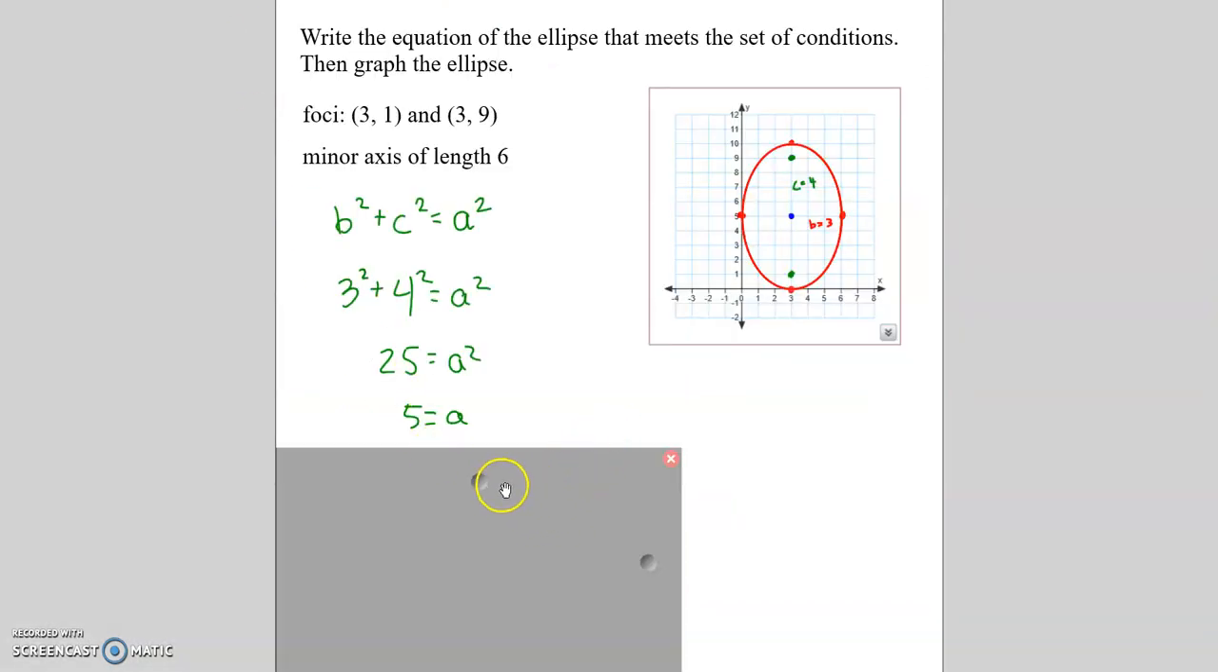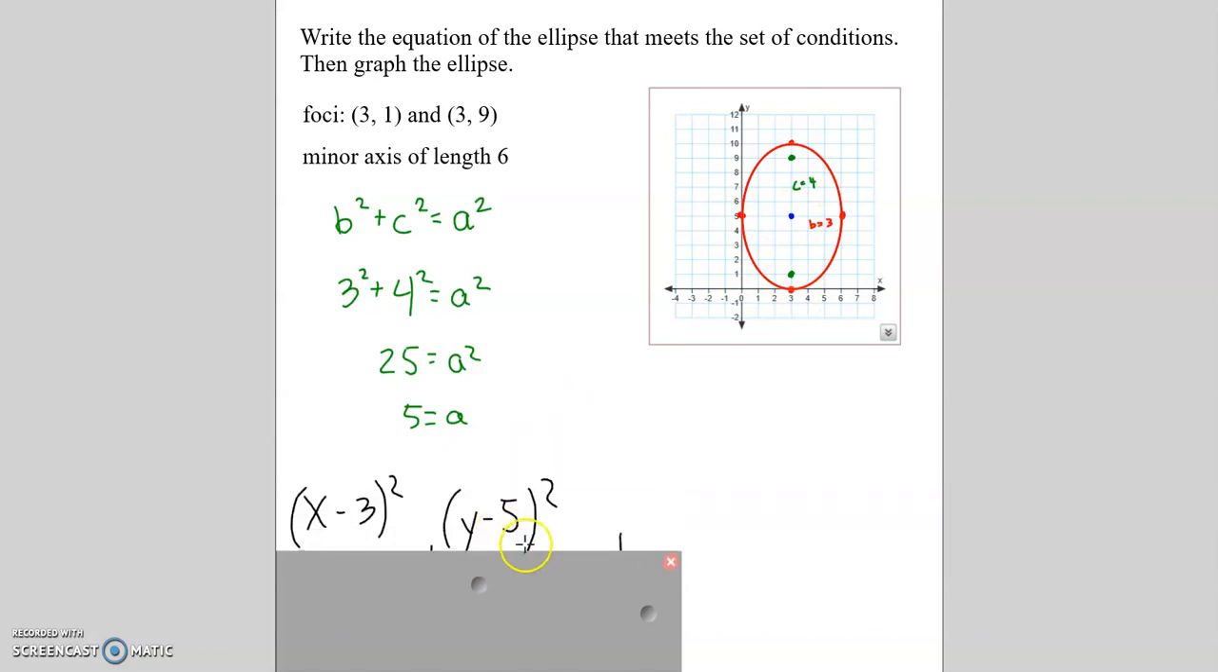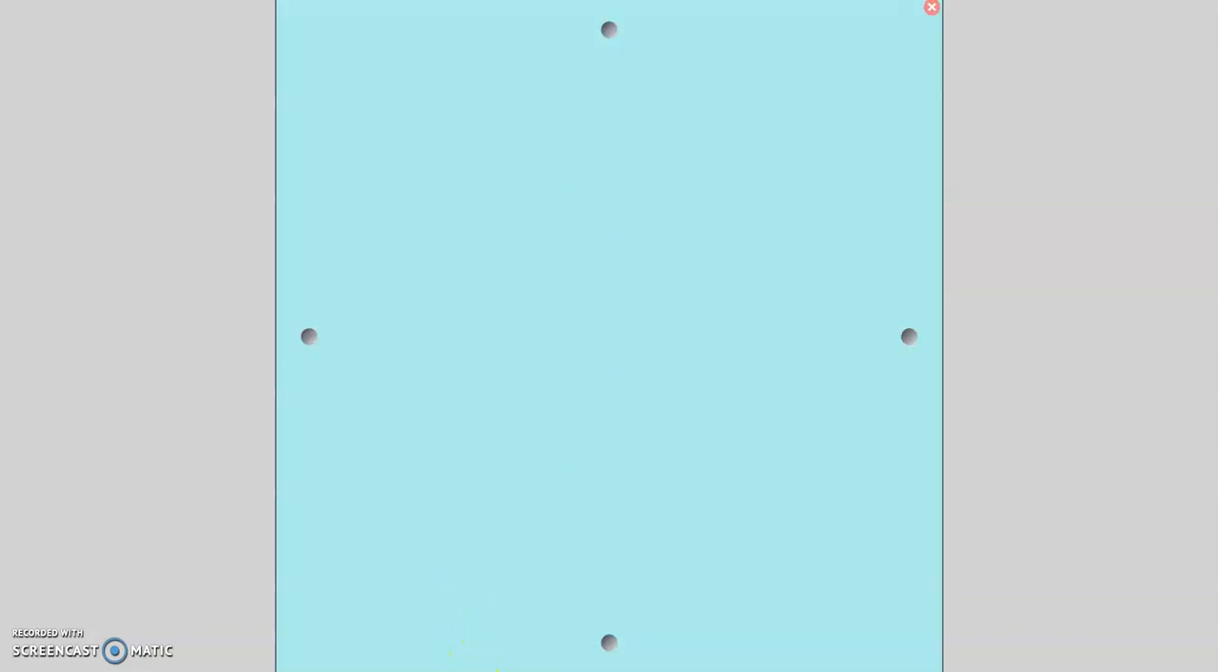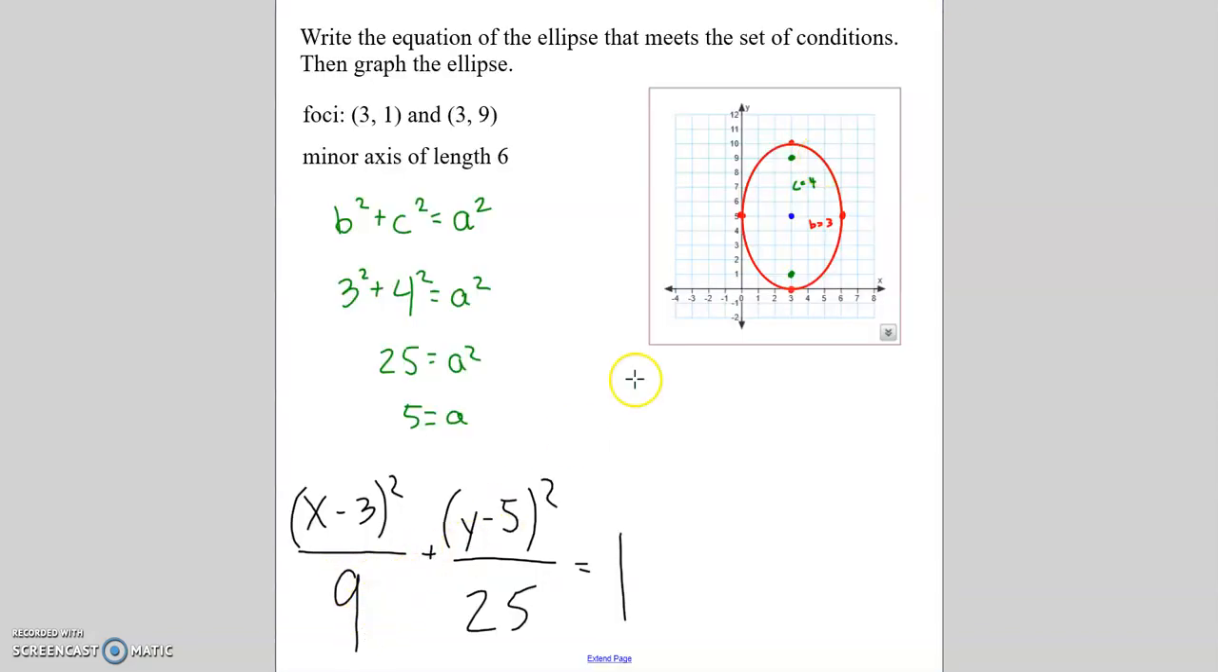And then the equation here, let's see, the center's at 3, 5, so that's x minus 3 squared and y minus 5 squared. In the x direction, the stretch is 3, so underneath x goes 3 squared. In the y direction, the stretch is 5, so underneath the y term, it goes 5 squared, and there's the equation for this ellipse.